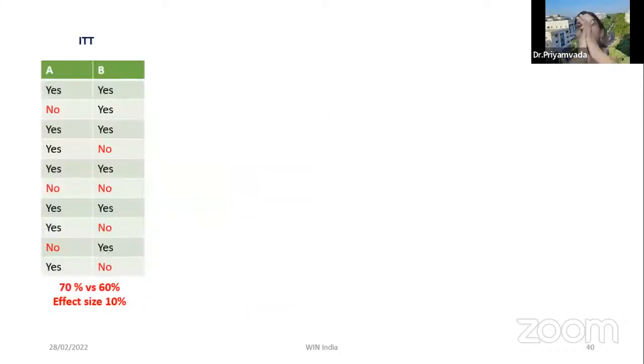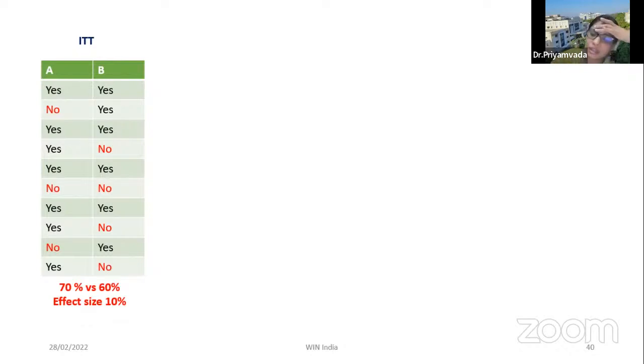Now, why should you do an intention to treat analysis in a superiority trial? Take just a small study, 10 patients in each arm, treatment A and treatment B. Those who received treatment A, 7 responded, 3 did not respond. Treatment B, 6 responded, 4 did not respond. So 70% efficacy of drug A, 60% efficacy of drug B, the effect size is 10%.